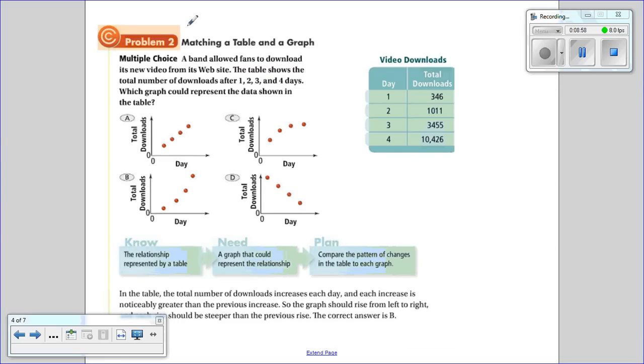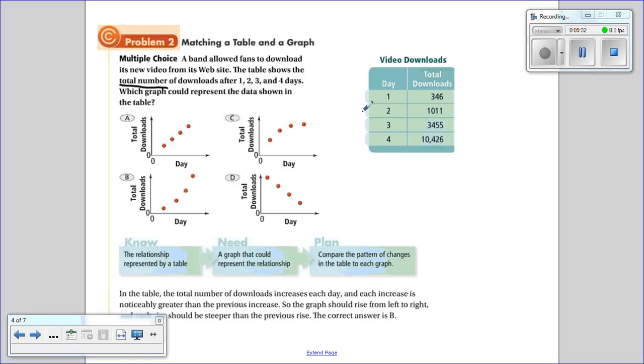Okay, so this problem is, we want to be able to match a table and a graph. Kind of, if you're given a table, be able to show which graph goes with it. Okay, and so here's what's going on in this problem. A band allowed fans to download its new music video from its website. The table shows the total number, so this is very important, the total number of downloads after 1 day, 2 days, 3 days, and 4 days. Which graph could represent the data shown?